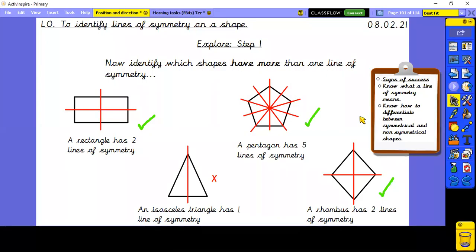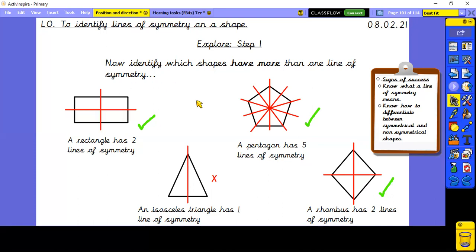Okay, so here is the answer to that question. So the only shape that only has one line of symmetry is our isosceles triangle. The other shapes, such as the rectangle, the pentagon, and the rhombus, have more than one line of symmetry. So let's have a look at our rectangle first. So our lines of symmetry are going vertically and horizontally here, and if we folded our rectangle on those folds, our folds would be identical. They'd be exactly the same. So therefore a rectangle has 2 lines of symmetry.